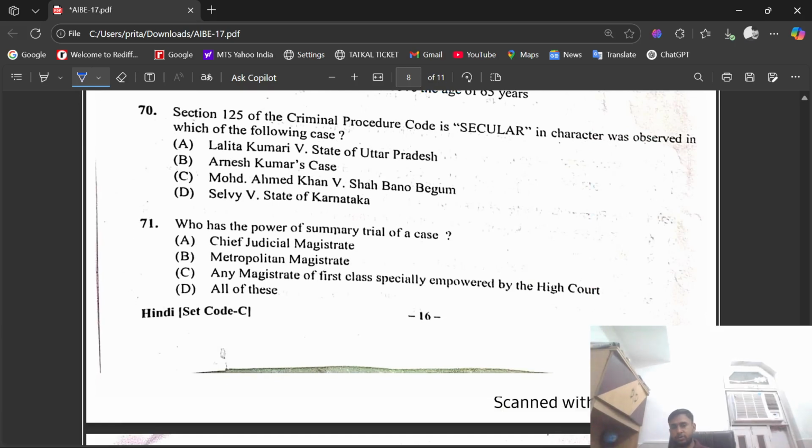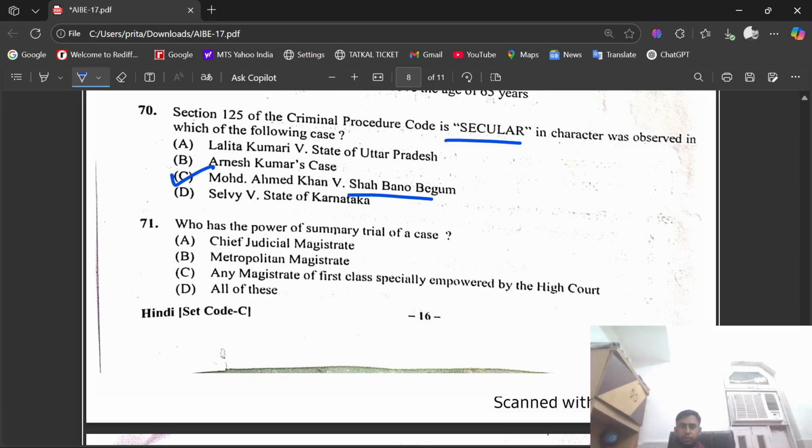The next question is question number 70. Section 125 of criminal procedure code is secular in character was observed in which of the following cases? It was held, it was observed in Muhammad Ahmad Khan vs. Shah Bano Begum, that section 125 is secular by nature.